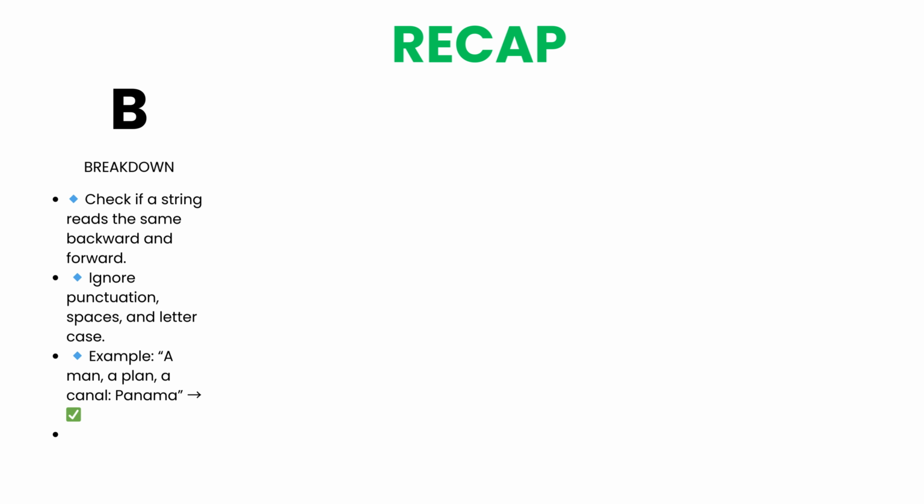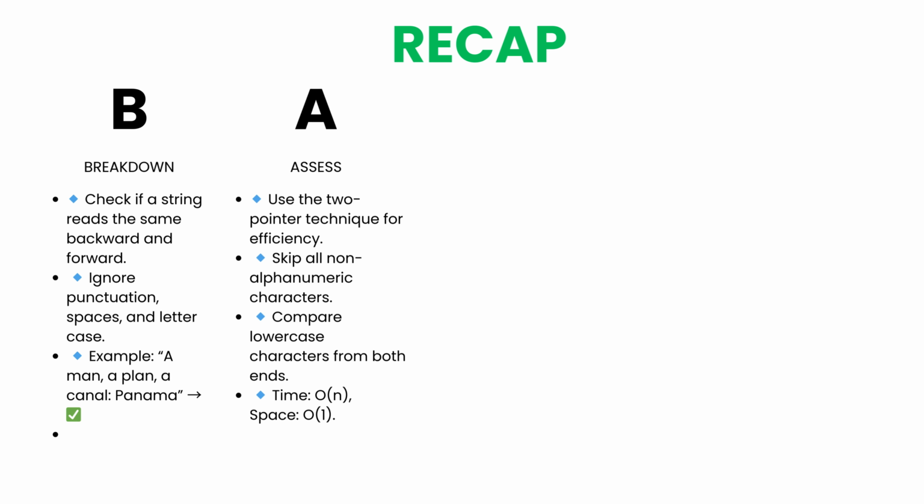Let's wrap up Valid Palindrome. A deceptively simple question that tests your attention to detail and mastery of two-pointer logic. The task was to check if a string reads the same forward and backward, ignoring punctuation, spaces, and case sensitivity. It's about comparing structure, not formatting.